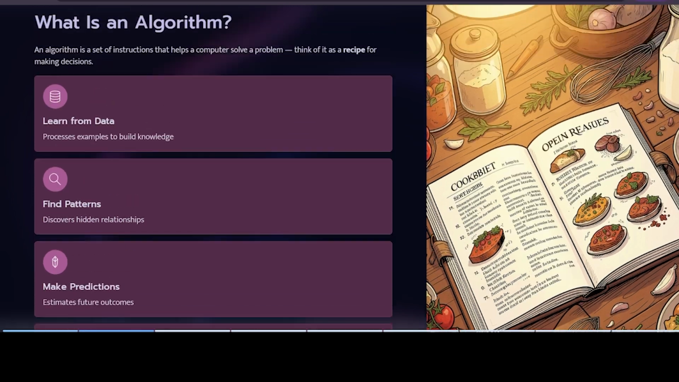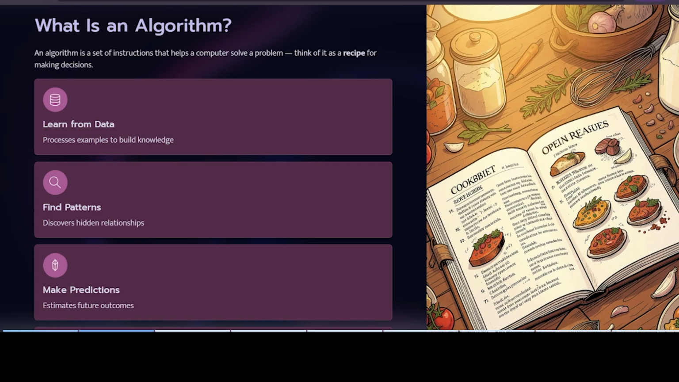So this is how the algorithm works. It will be learning from data. Nobody is going to teach it the concepts. It will be learning from the patterns, making predictions, and also identifying the difference between those items. That's how it learns.